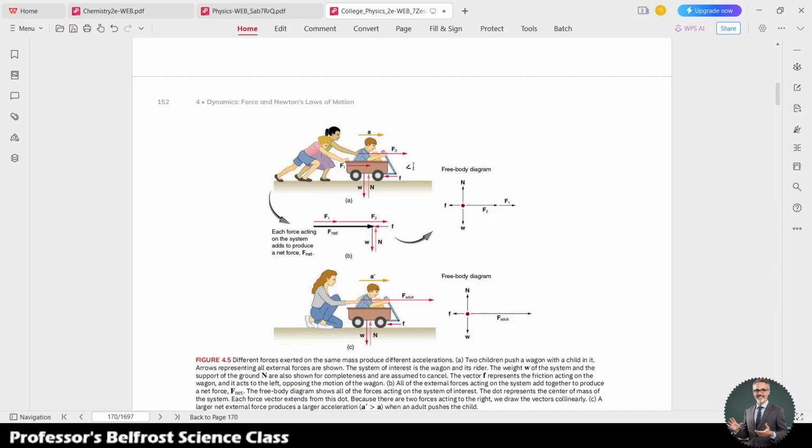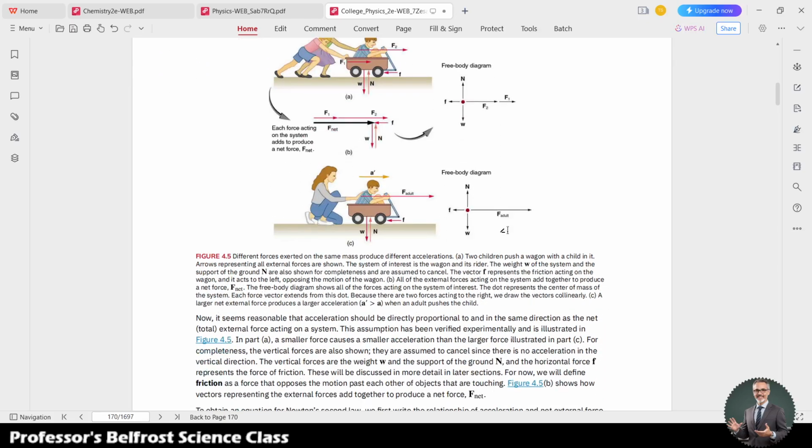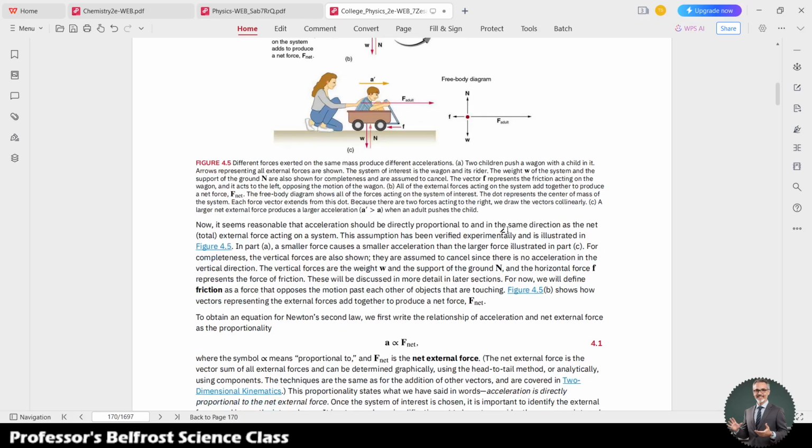And I want you to learn how to sketch a free body diagram. You see, the system of interest in this case is this boy with this cart. So this is one system actually. You have F1 to the right, F2 from the second person to the right too, and we have the normal force upwards. We have the weight of the boy and the cart downwards. I have the friction to the left, for example.